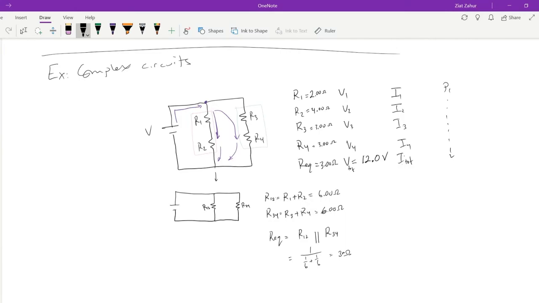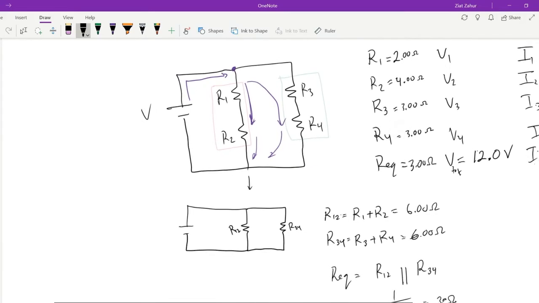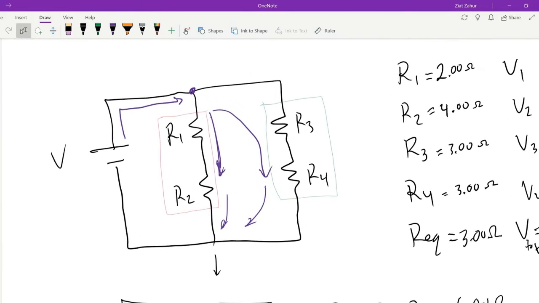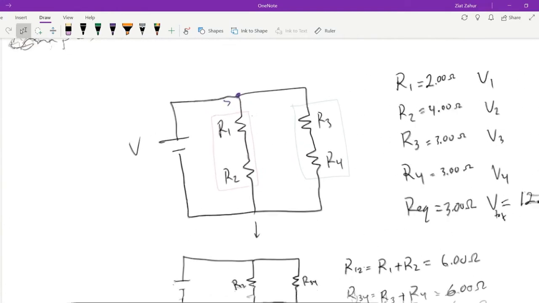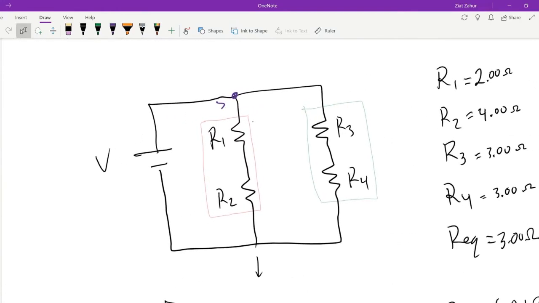All right. So, what else can we say? The current splits up, but these two branches are parallel to each other. Therefore, they must have the same voltage as the battery. Let's do something called a loop rule. So the loop rule, and then we'll put it all together tomorrow. The loop rule tells you how the voltage will drop as you go around a certain pathway. Let's draw 2 pathways, a red one and a green one.